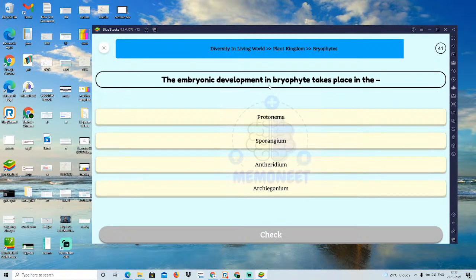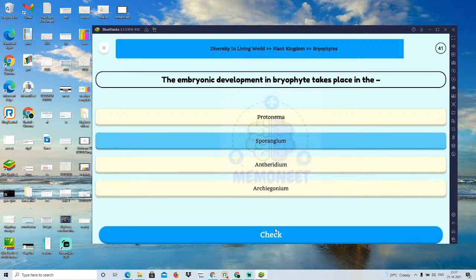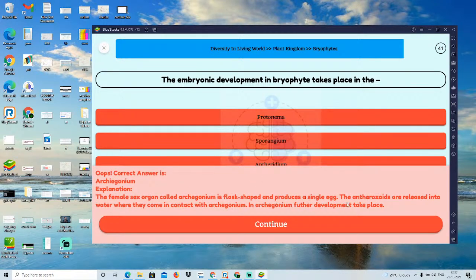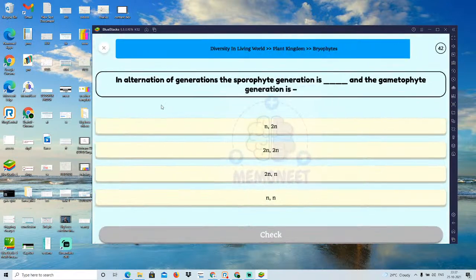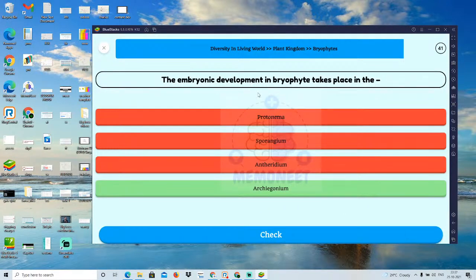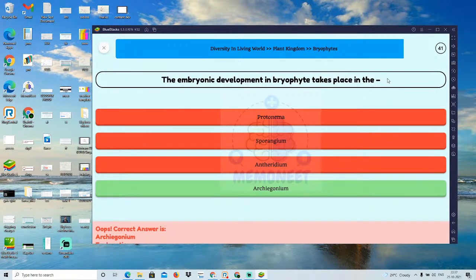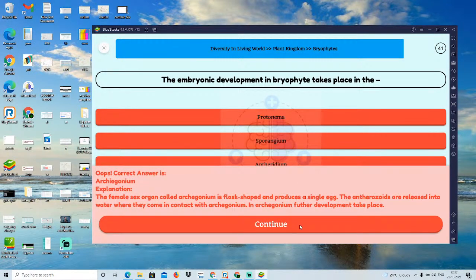The embryonic development in bryophytes takes place in sporangia. I don't think it's sporangia. Embryonic development. No, it's the archegonium. The female sex organ, the archegonium, is a flask-shaped vesicle. The antherozoids are released into water. Further development takes place in the archegonium. The egg is in the archegonium, so the embryonic development, that is the sporophyte development, takes place in the archegonium. This is a good thing to understand. We will not make this mistake in the revision stage.